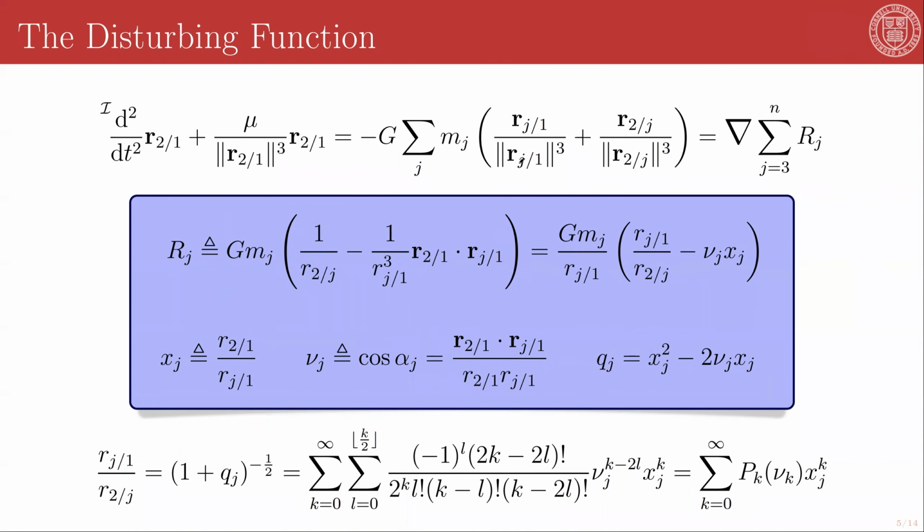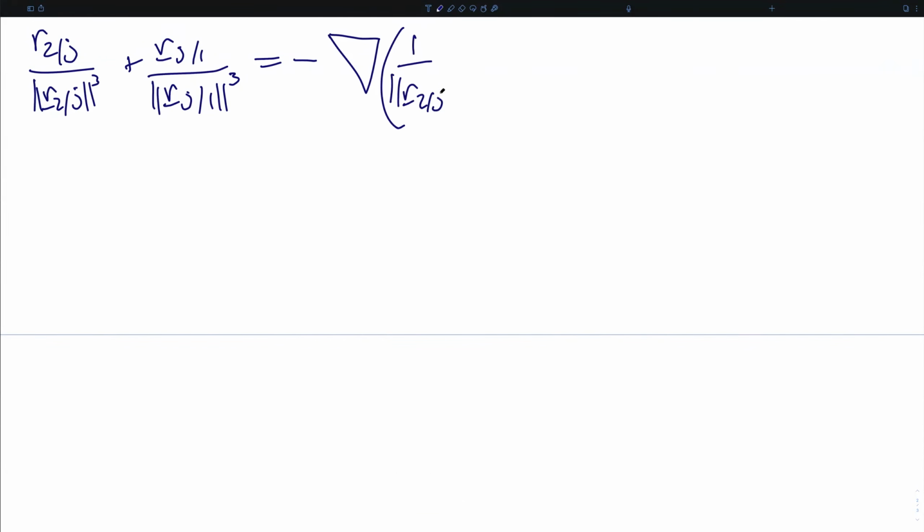Looking at this term here, we can write r_2j divided by the norm of r_2j cubed plus r_j1 divided by the norm of r_j1 cubed as the negative gradient of 1 over the norm of r_2j minus 1 over the norm of r_j1 cubed times r_21 dotted into r_j1. So everything here is a scalar. If you carry out this gradient in three-dimensional, for example, Cartesian coordinates, you will regain this expression here. And I urge you all to verify that this is true.